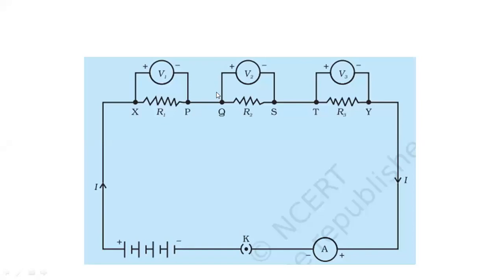Work done to move a unit charge. Okay. But what is the main point in that particular definition? From one point to another, that is important. Amount of work done to move one charge from one point to another is called potential difference. So that particular thing, one point to another, is very important.